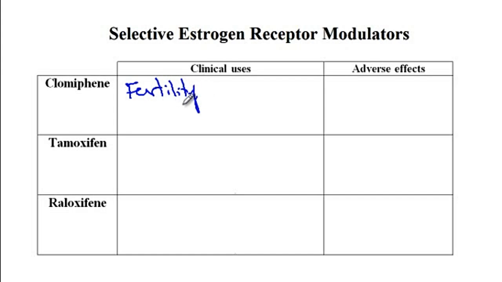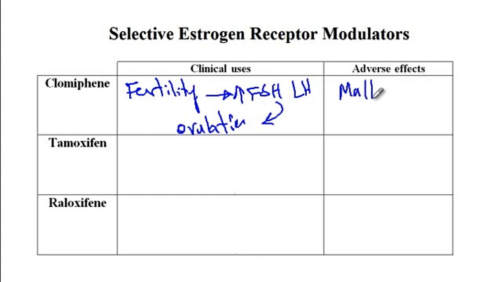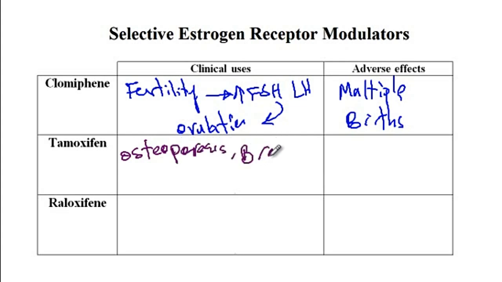that acts as a partial estrogen agonist in the hypothalamus, and so it will enhance the FSH and LH release, which will cause ovulation. And then the side effect of Clomiphene includes multiple births. Tamoxifen, on the other hand, can be used for the treatment of osteoporosis as well as for the treatment of breast cancer.